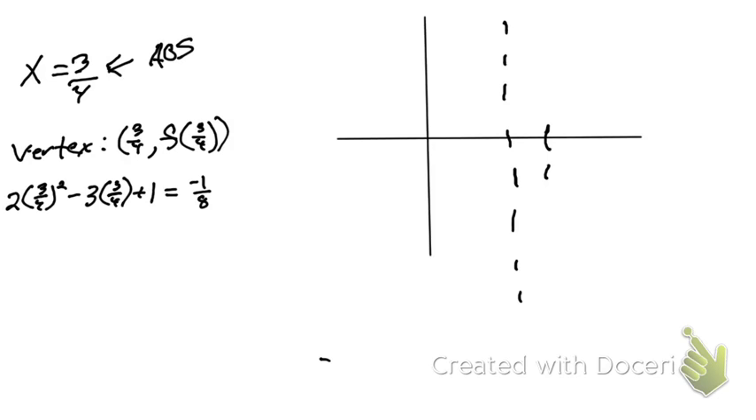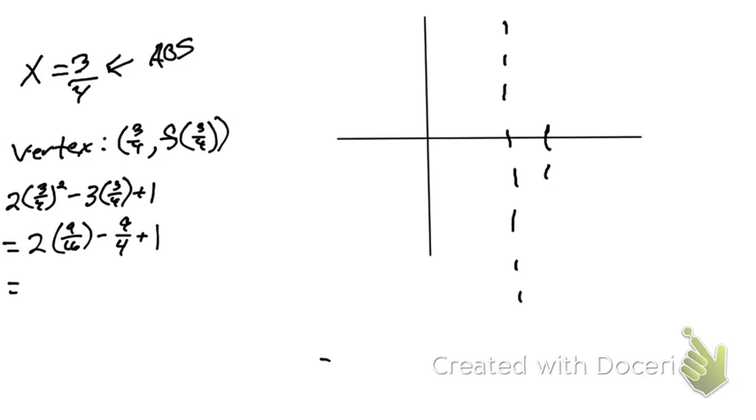Let me just double check. So, well, we can just do it. Let's pretend like I don't know that. Let's go ahead and we'd have 2 times 9 over 16 minus 3 times, so that would be 9 over 4, plus 1.